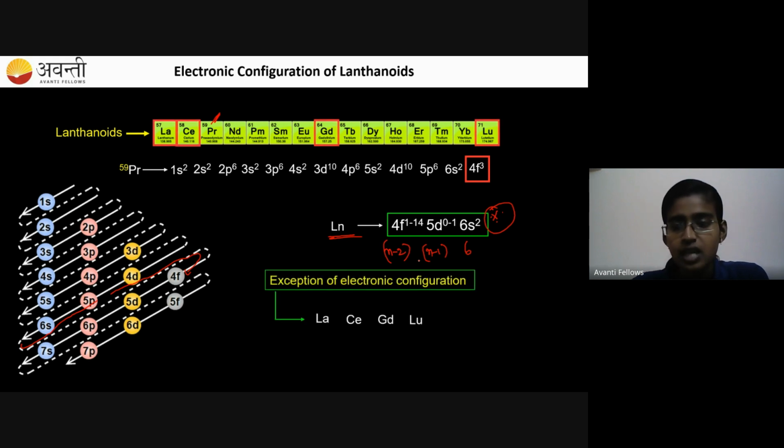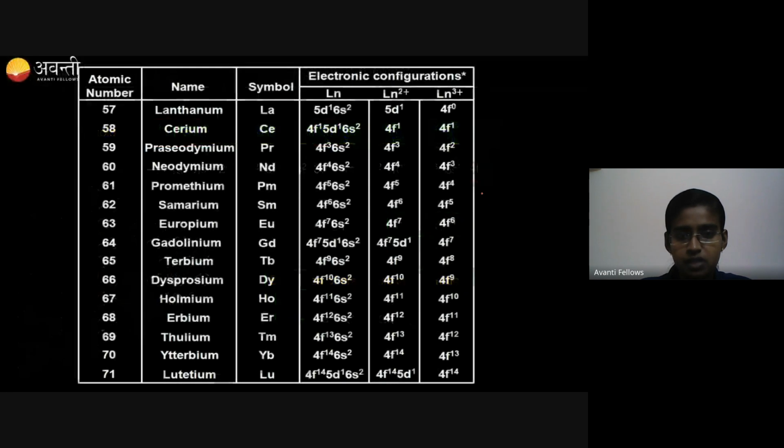And there are some exceptions for this configuration: lanthanum, cerium, gadolinium, and lutetium. These 4 elements will not follow this particular electronic configuration order, which is 4f1 to 14, 5d0 to 1, and 6s2. So let me show you the exception in the next slide with the tabular column.